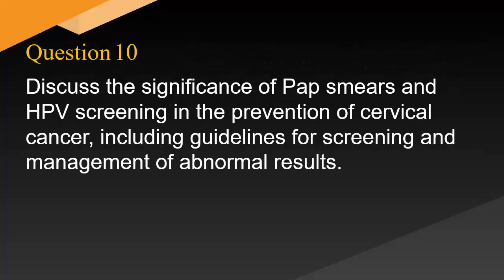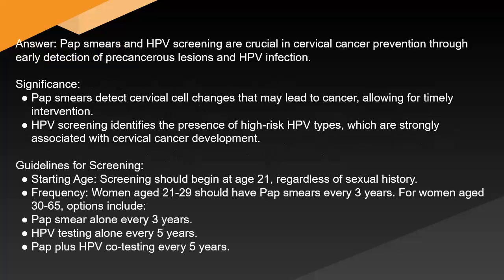Discuss the significance of Pap smears and HPV screening in the prevention of cervical cancer, including guidelines for screening and management of abnormal results. Answer: Pap smears and HPV screening are crucial in cervical cancer prevention through early detection of precancerous lesions and HPV infection. Significance: Pap smears detect cervical cell changes that may lead to cancer, allowing for timely intervention. HPV screening identifies the presence of high-risk HPV types, which are strongly associated with cervical cancer development.